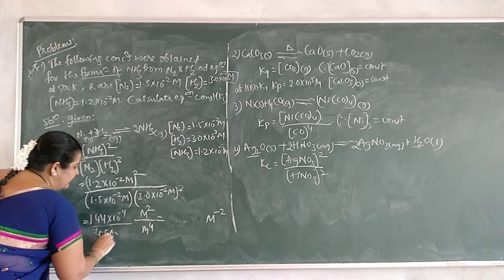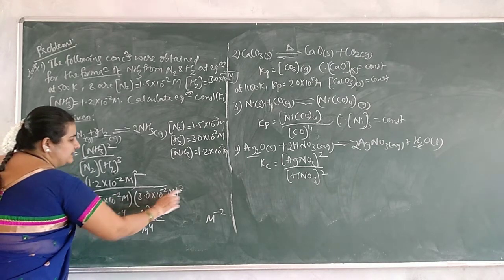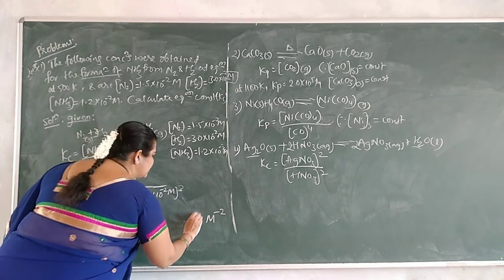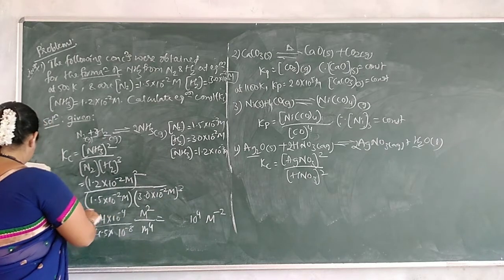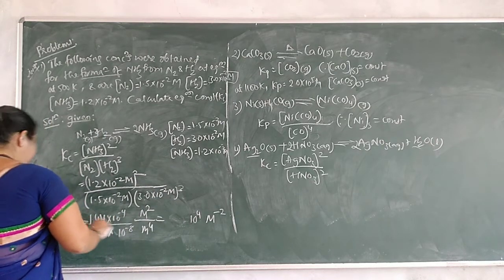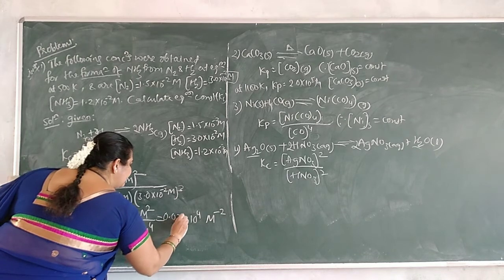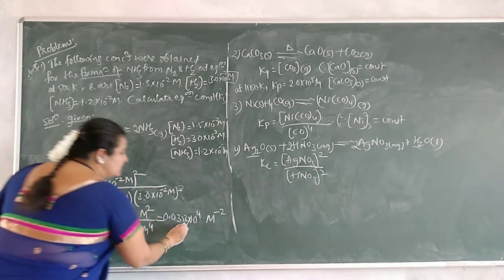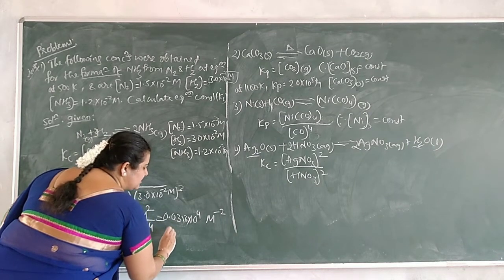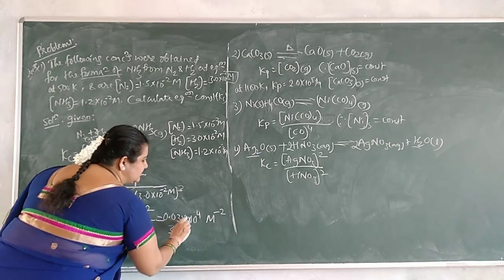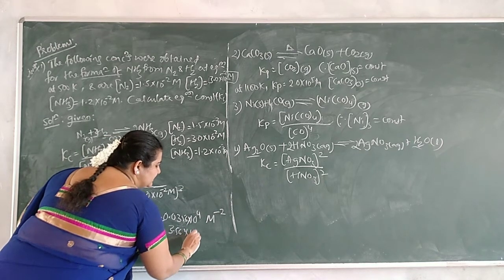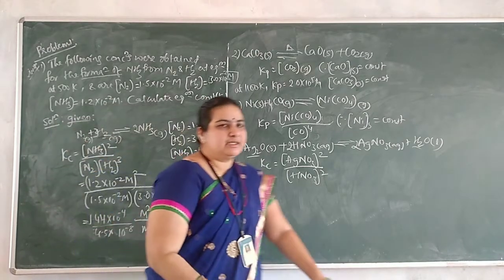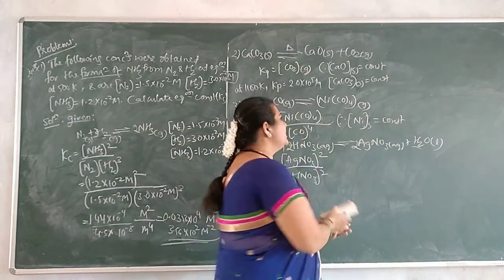4.5 into 10 raised to minus 2 minus 6, totally minus 8. So here 10 raised to 4 power will be remaining, and this answer comes up to 0.0356 into 10 raised to 4. Or if we just convert the terms, 3.56 into 10 raised to minus 2, so that it is 10 raised to 2 meter raised to minus 2. Okay. So in this method you are doing the problems.